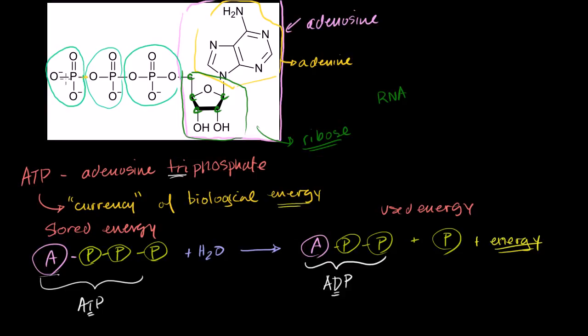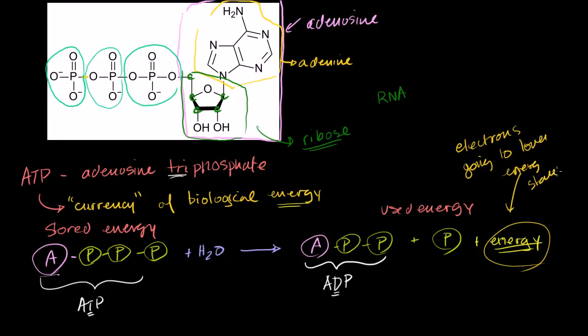And when you pop this phosphate group off, all of a sudden these electrons can enter into a lower energy state, and that generates energy. In fact, in any chemical reaction where they say energy is generated, it's always from electrons going to a lower energy state. Electrons going to a lower energy state. That's what it's all about.